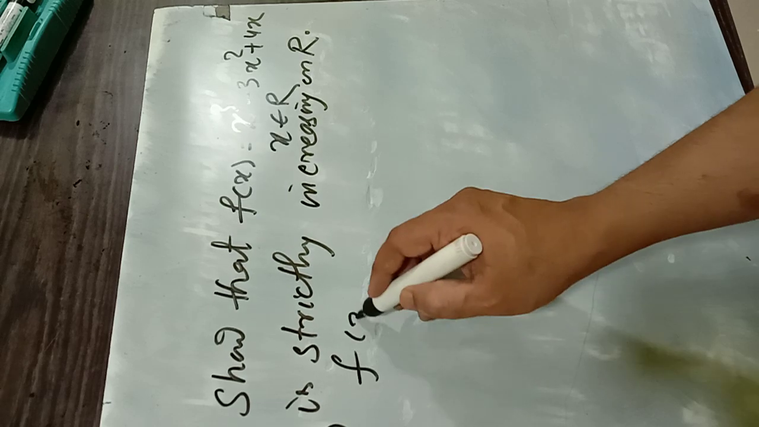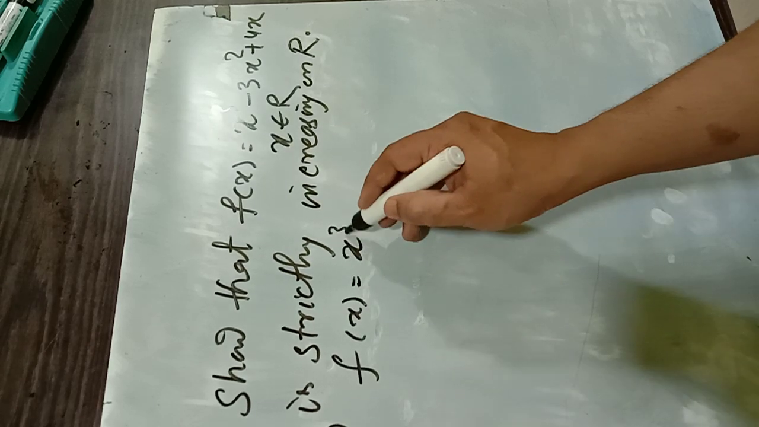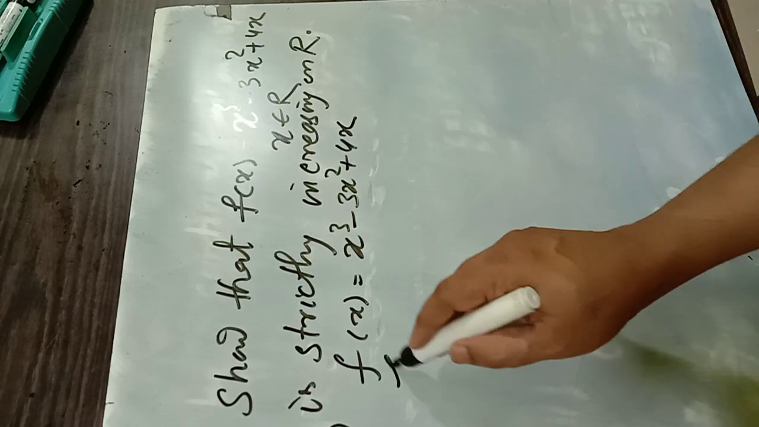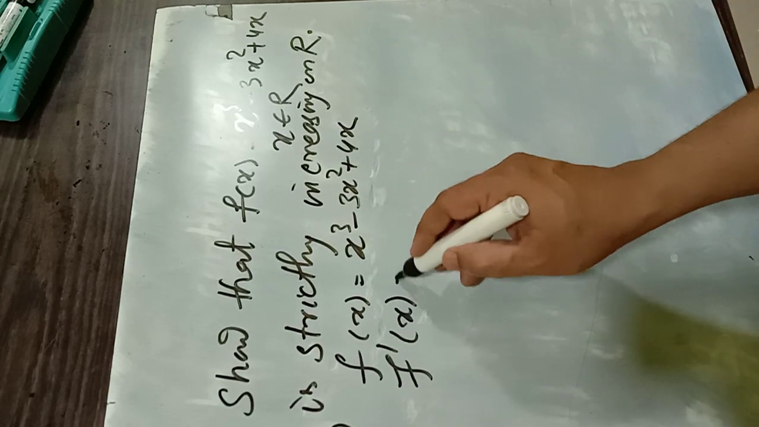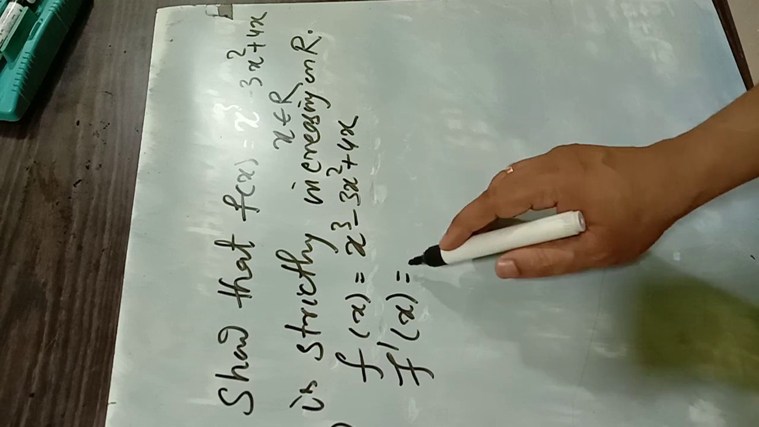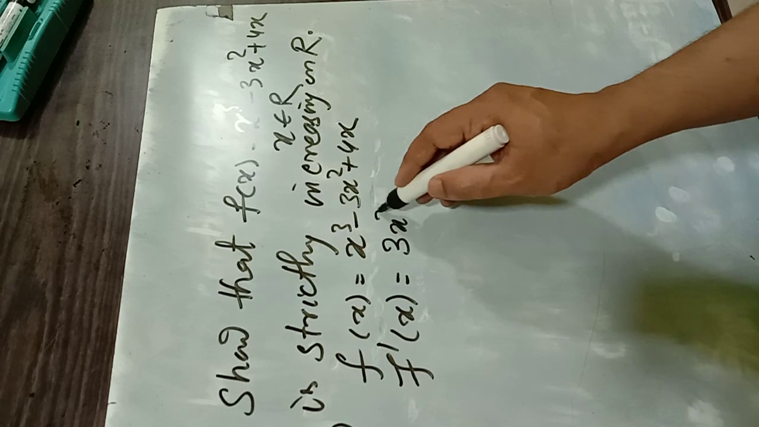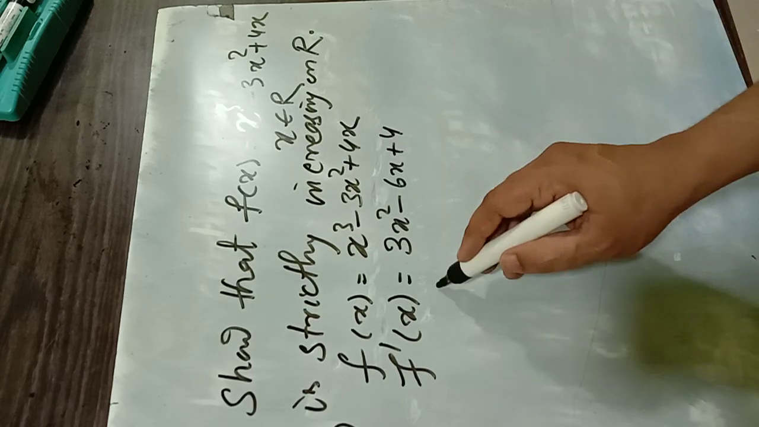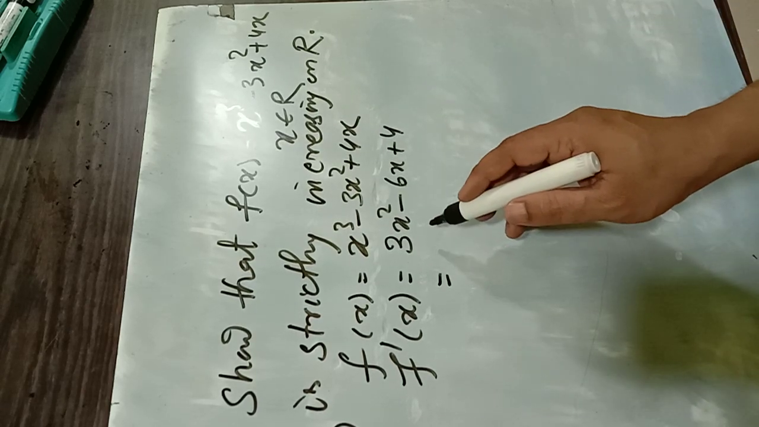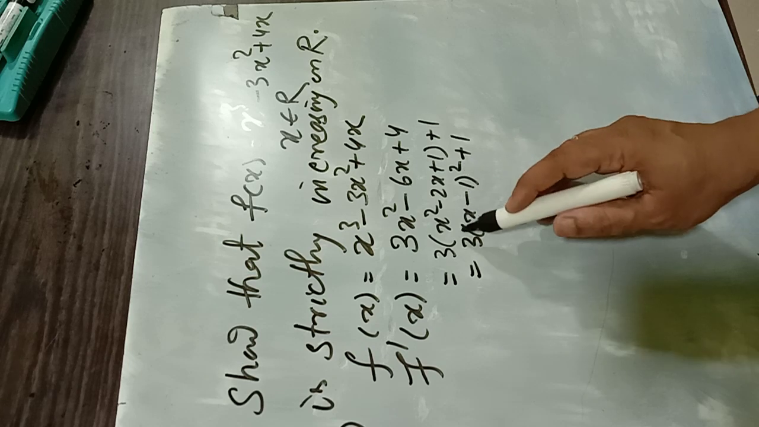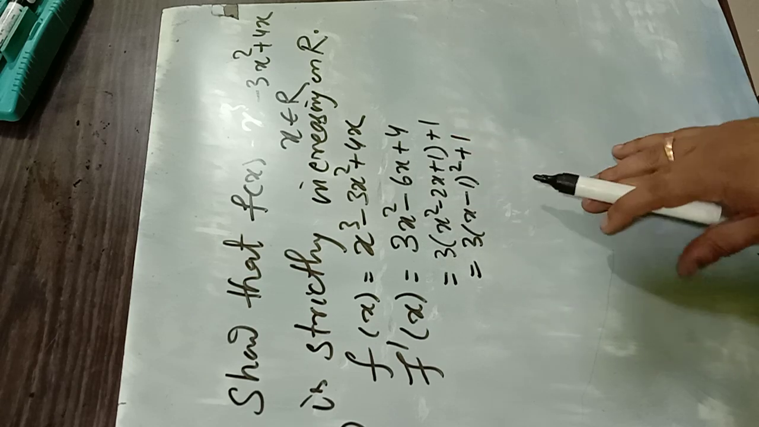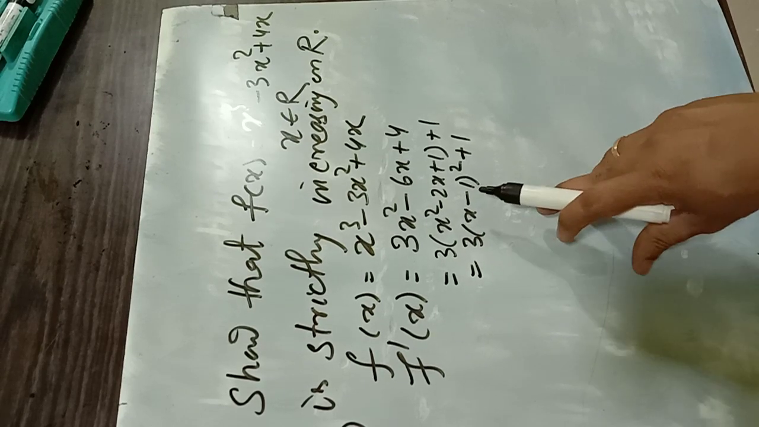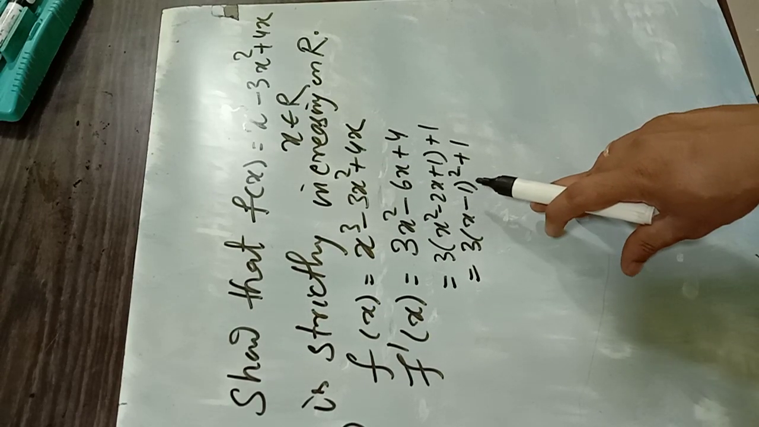f of x is equal to x cube minus 3x square plus 4x. Now find f dash x. When you are checking, you require to find the derivative. So this is 3x square minus 6x plus 4. Further simplifying, we get 3 taking common, x square minus 2x plus 1 and plus 1. And this is nothing but 3 into x minus 1 whole square plus 1.